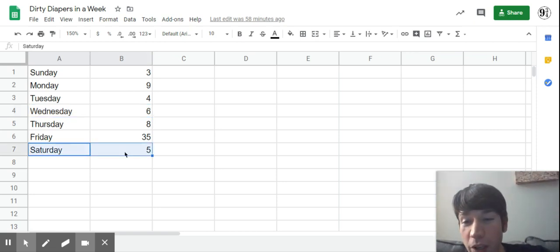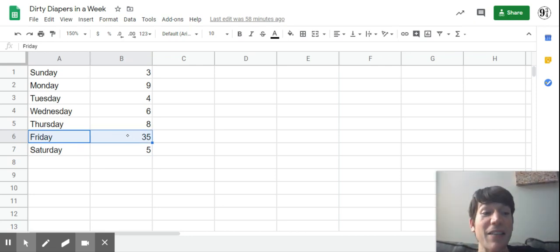Now, hopefully, you notice that Friday is a big time outlier. 35 is way different than the rest of these numbers. Therefore, we do have an outlier in our data. Now, one thing we're going to do is practice finding the mean, the median, the mode, and the range, but we're going to do that right in the spreadsheet.